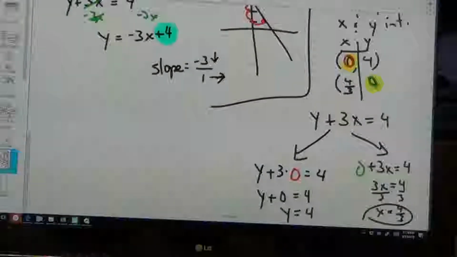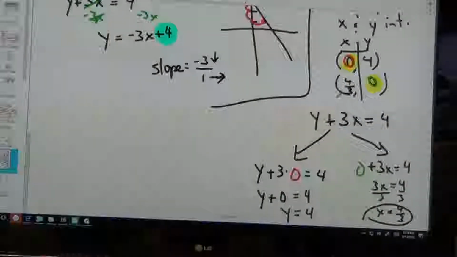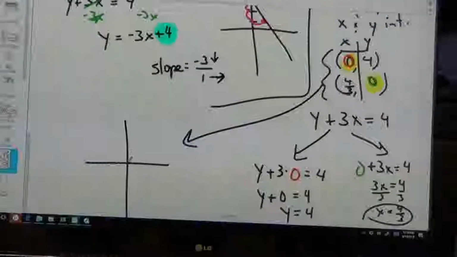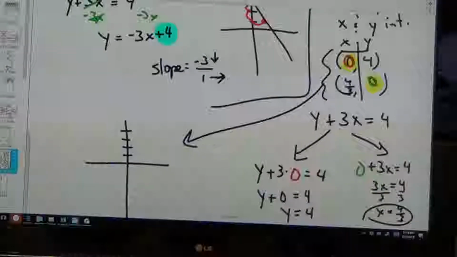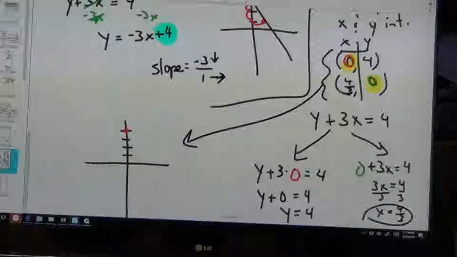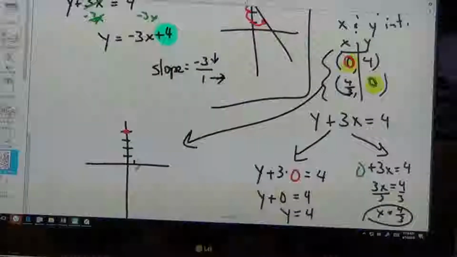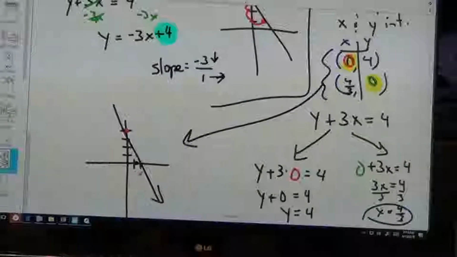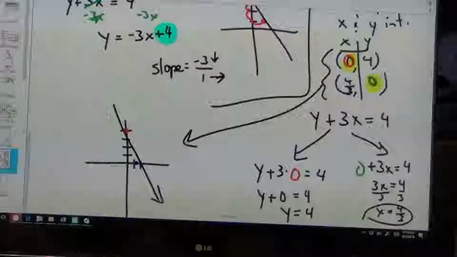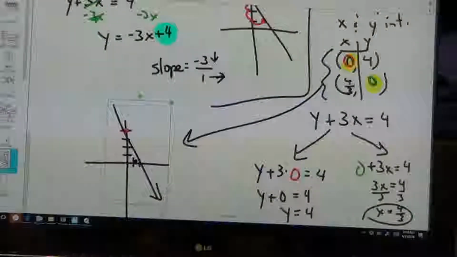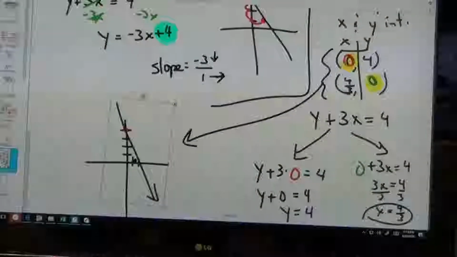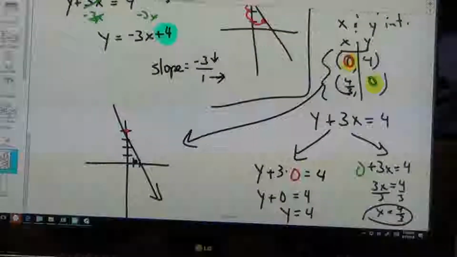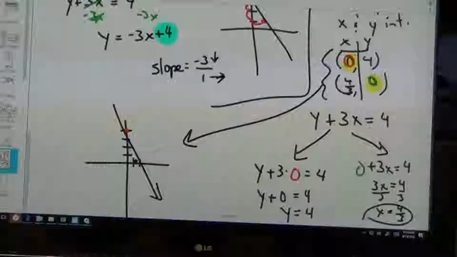which gives me that crappy answer that we had when Pat did it. So if I do this one, I would go over 0 up 4, and I would go over 4/3 and up 0. So it's really not crossing in a pretty point, it's crossing in a kind of ugly point. So for this one, I would probably not do this one because it's not crossing prettily. It's not crossing at a whole number.